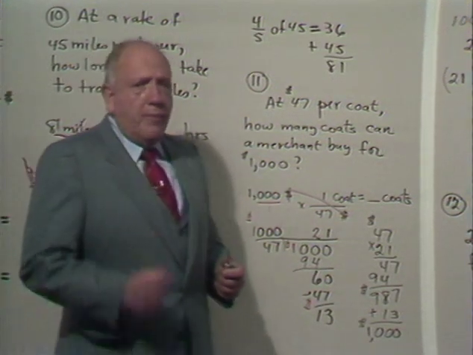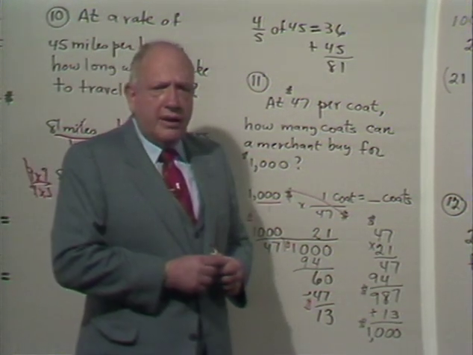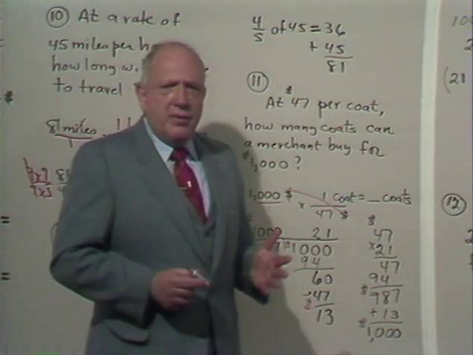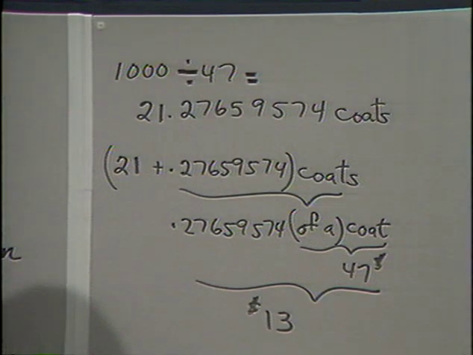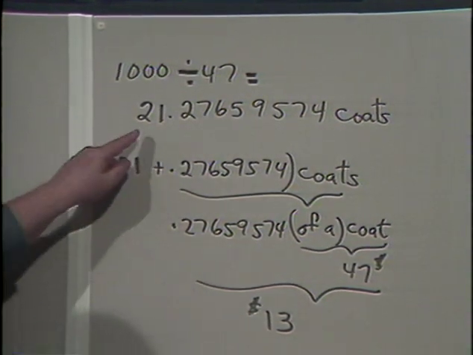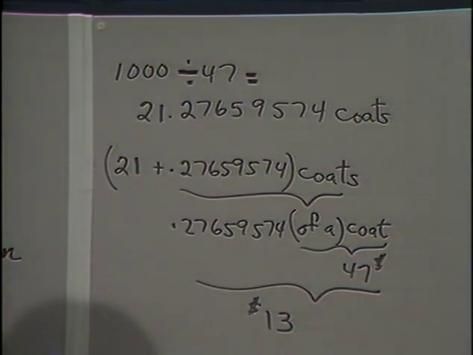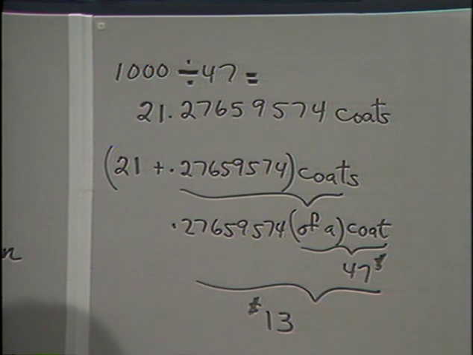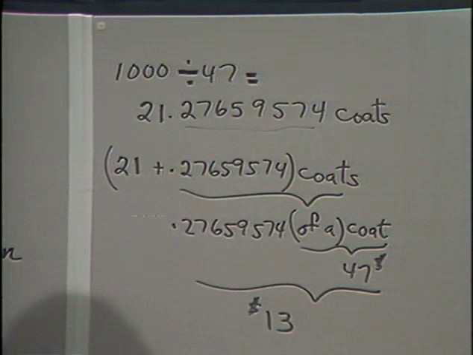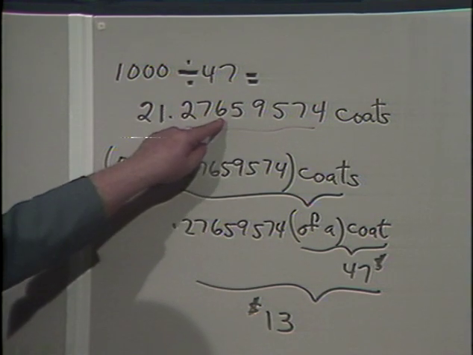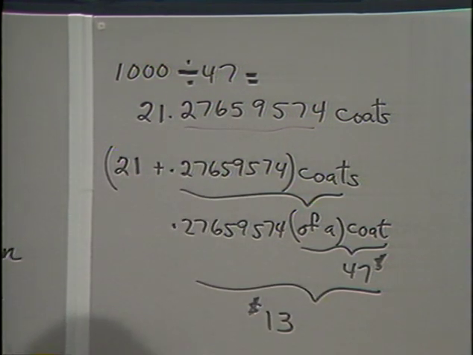By the way, suppose you did this problem on the calculator, and every calculator is a little bit different. On my calculator, I took 1,000, I divided by 47, dollars per coat, and I found out that I could buy 21 point, get this, 276,59574 coats. Well, this is a fraction, so I could buy what? 21 coats. The question is, what is this number? That's not the change. That's the fractional part of a coat you could buy.